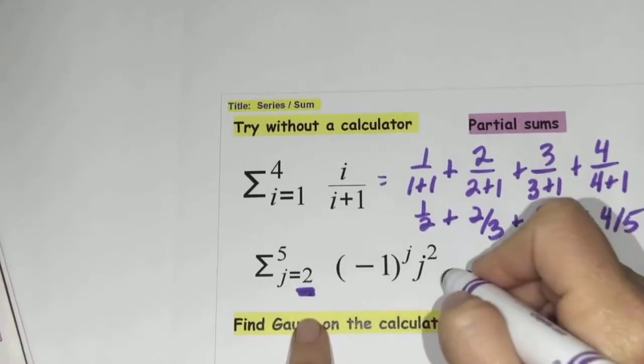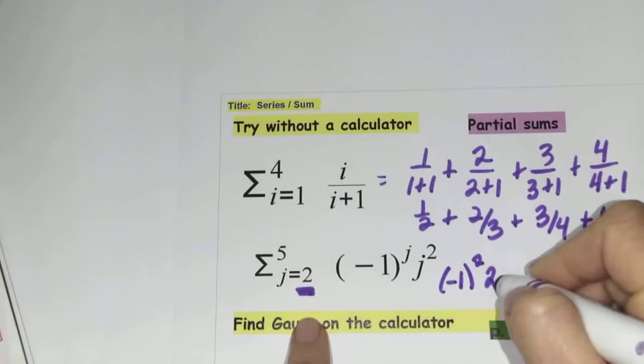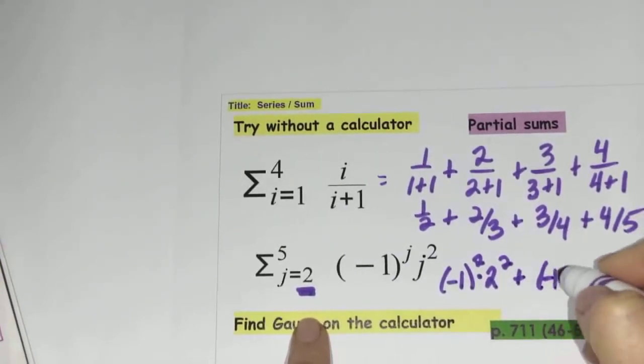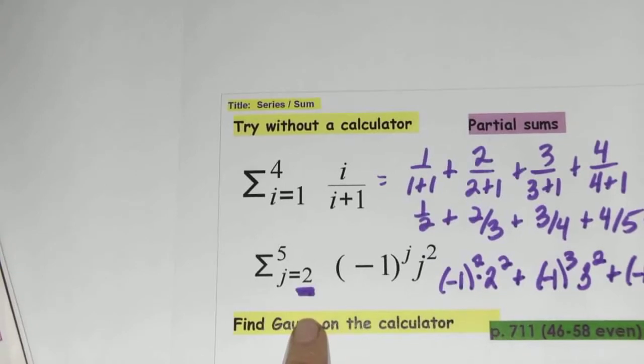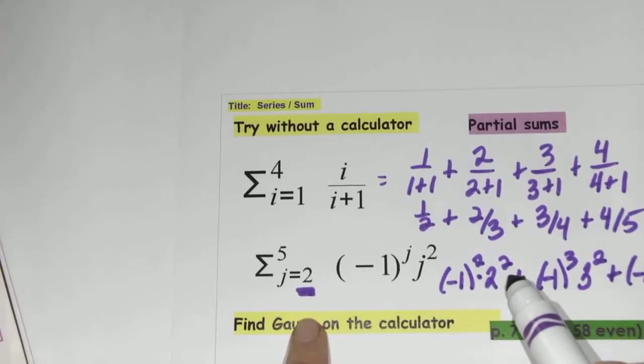So I'm going to plug in a 2 first for the j's this time. And then I'm going to plug in a 3 for the j's. And then I'm going to plug in a 4 for the j's. And then a 5 for the j's. Find out what each one is and add them up. -1 squared is 1. 2 squared is 4. So 1 times 4, first term's a 4.